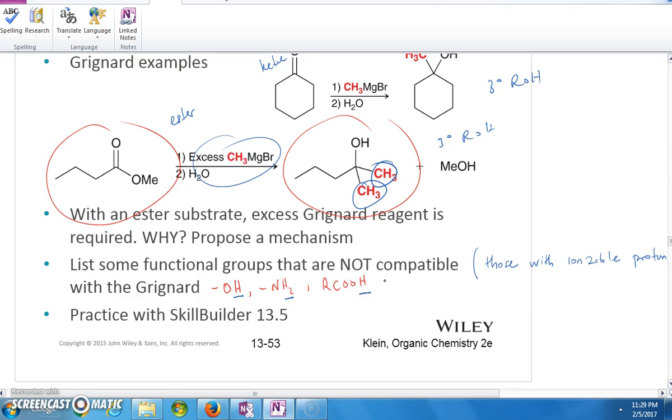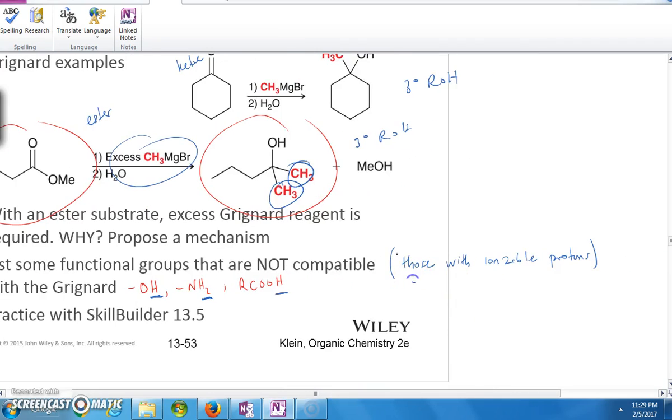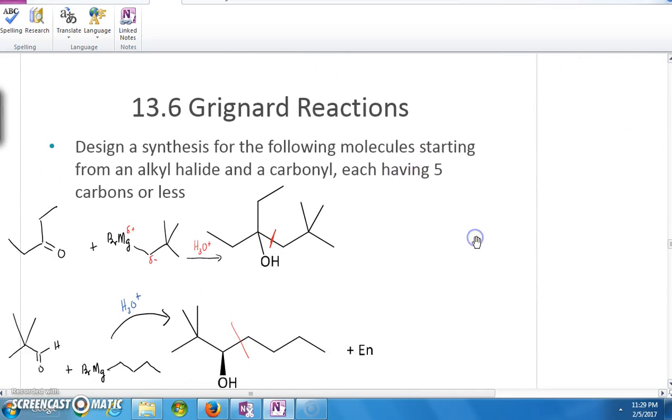So if you bring an acid next to a Grignard, they are going to destroy the Grignard, and so you can't afford to bring any reagents that have a hydroxy, amino, or carboxylic acid, or any functional group, generally those with ionizable protons. So if you have an ionizable proton, of course, you have to make sure it's protected.